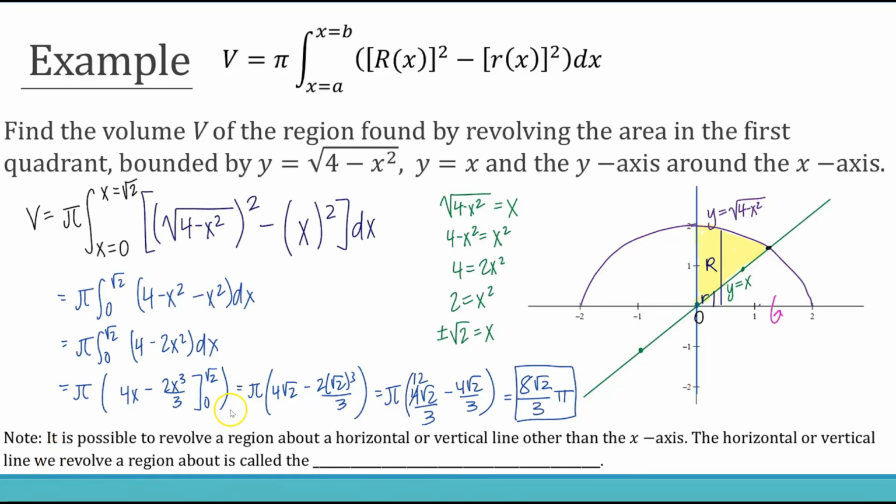So note, it is possible to revolve a region about a horizontal or vertical line other than the x-axis or, let's say, the y-axis. The horizontal or vertical line we revolve a region about is called the axis of rotation, or sometimes the axis of revolution. Just formalizing that, I have said that out loud already, but the line that we rotate around can be either the x or y axis or really any horizontal or vertical line.